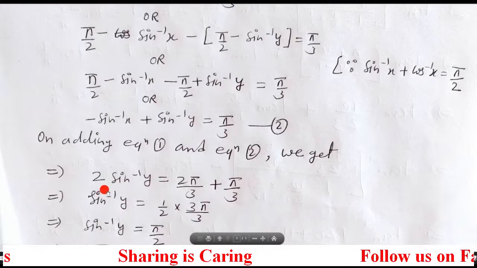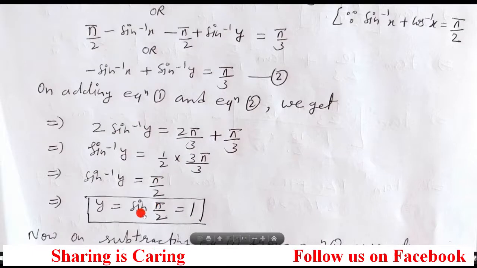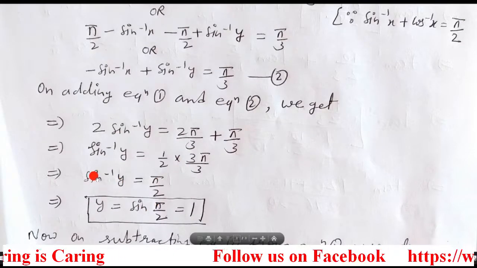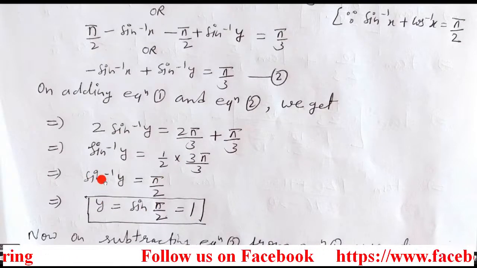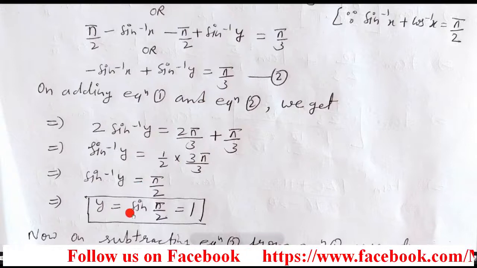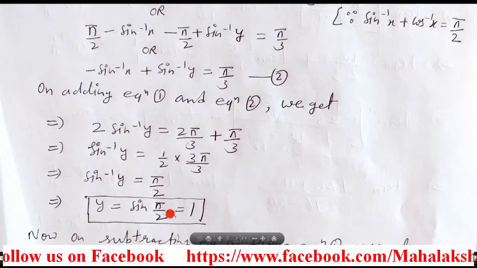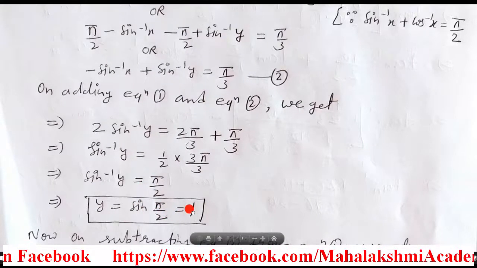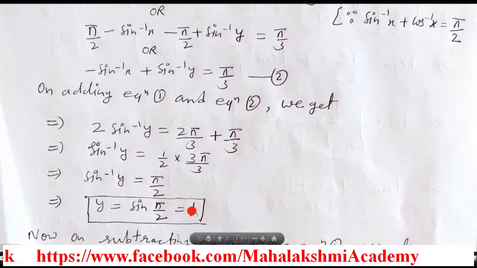This 2 is in multiply, so it will go in divide, and we want only y, so sine inverse will go here, and it becomes sin pi by 2, and sin pi by 2 value you know is 1. So we have obtained the value y as 1.